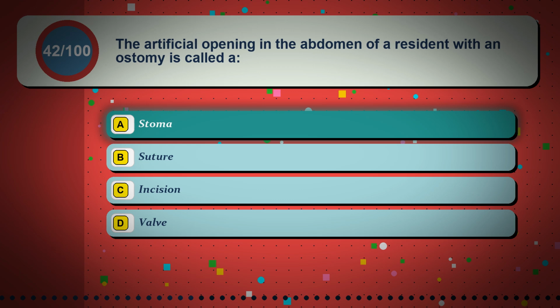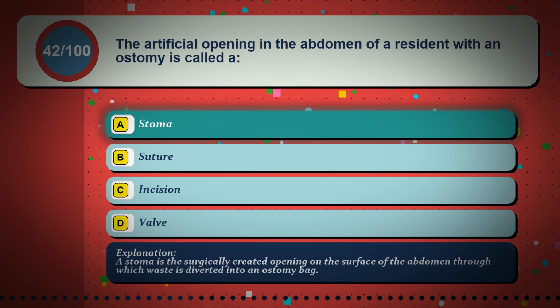The correct answer is option A. Stoma. A stoma is the surgically created opening on the surface of the abdomen through which waste is diverted into an ostomy bag.